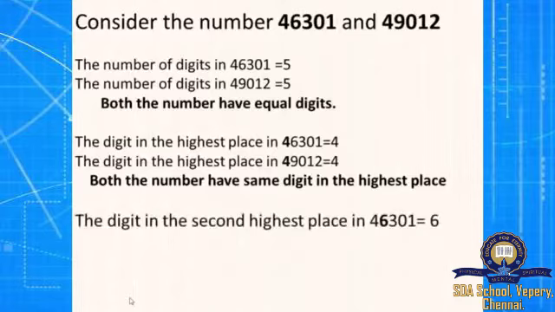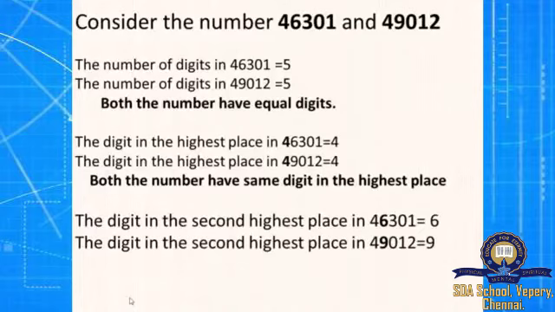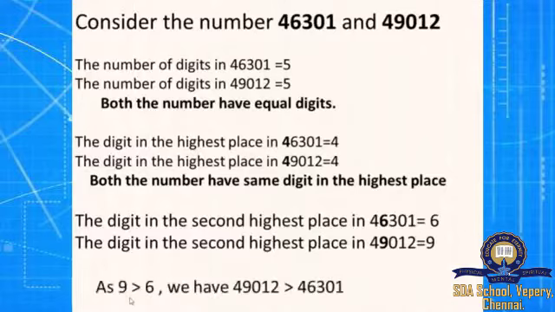The digit in the second highest place. In the number 46,301 it is 6. Then in 49,012 it is 9. So they have different digits in the second highest place. On comparing 6 and 9, we can find 9 is greater than 6. So we have 49,012 is greater than 46,301.